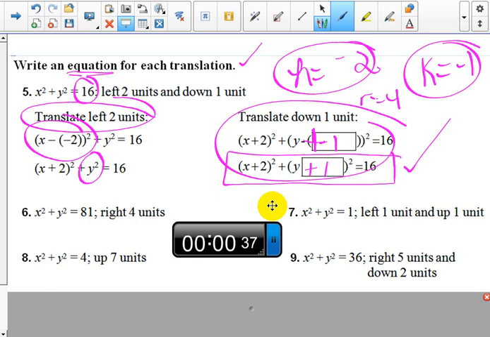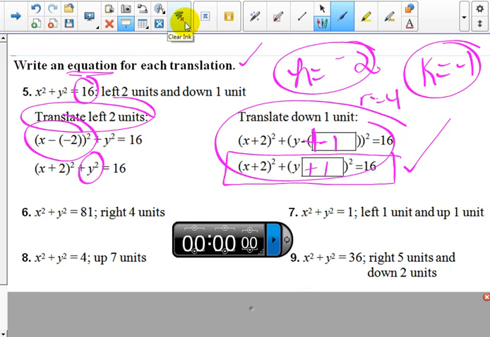Okay, we have about 35 seconds left. Okay, that concludes this problem set.